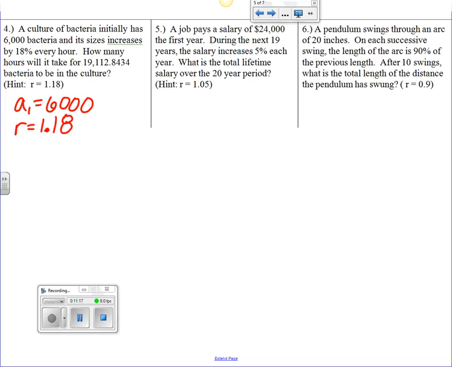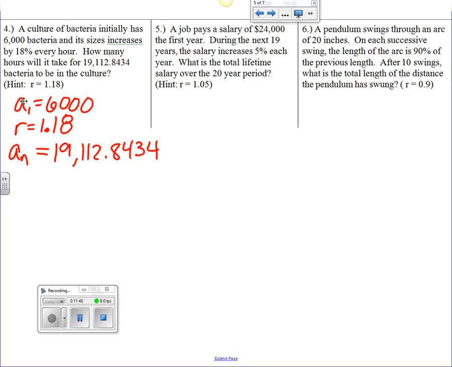Here's what I think is tricky about this one. The 19,112.8434. Is that AN or is that S? It's AN. But again, I will make it more clear than that on the test because I think you could argue either way based on how that question is written. But it is AN. Okay.